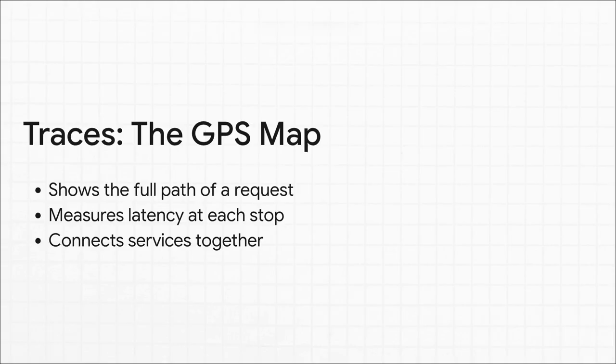A trace is basically a GPS map for our request. It shows us the entire path it took, connecting all the different services. It even tells us how much time it spent at each stop along the way. This is our map of the entire crime scene, from start to finish.